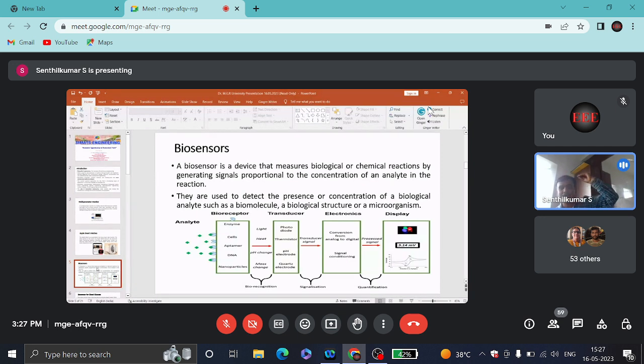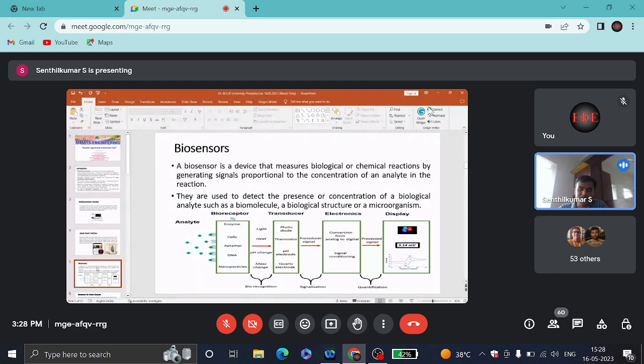Take this smartwatch. The smartwatch has a piezoelectric crystal. It will process the infrared (IR) and then get the signal of your heart rate. This is one example of a biosensor.